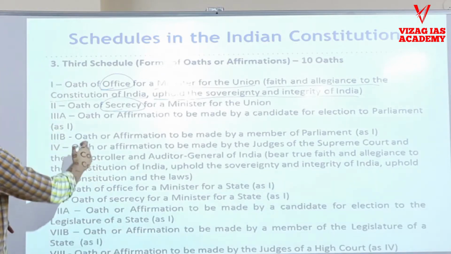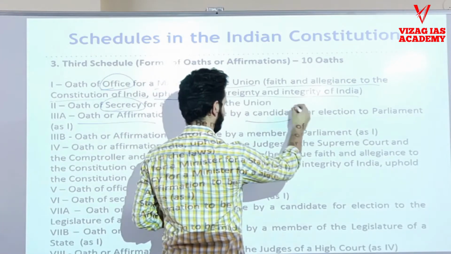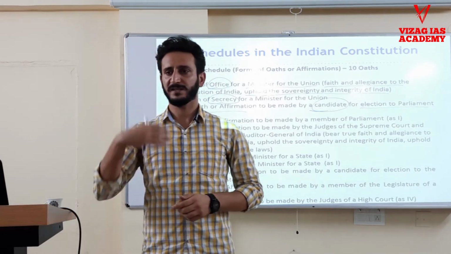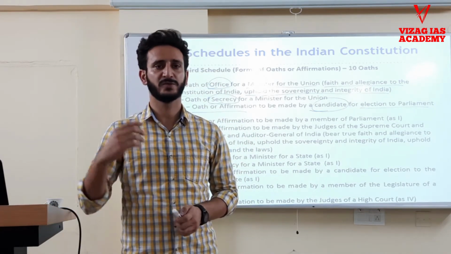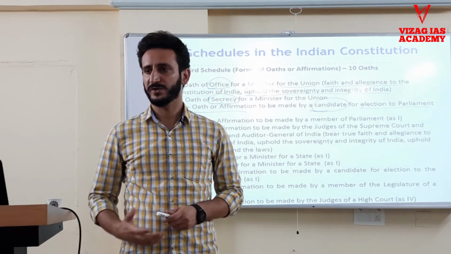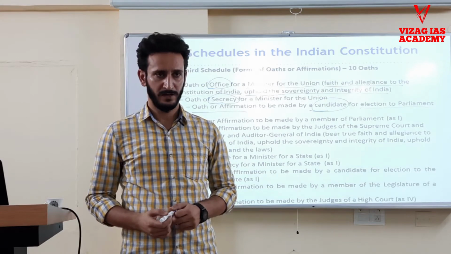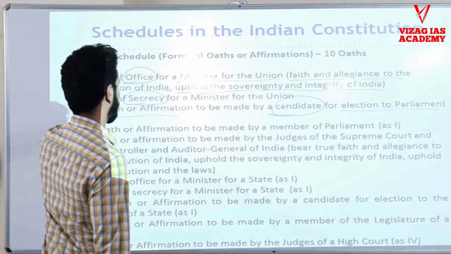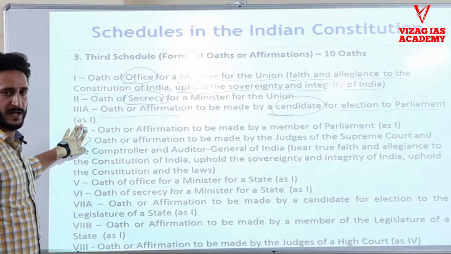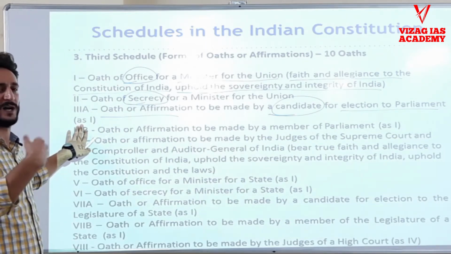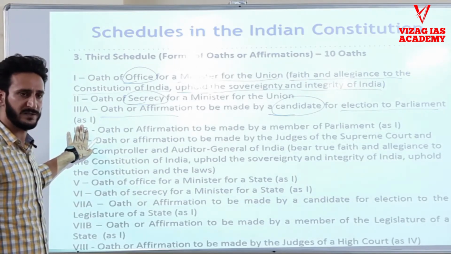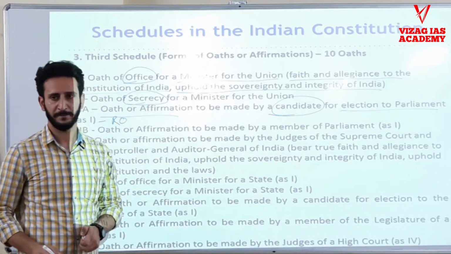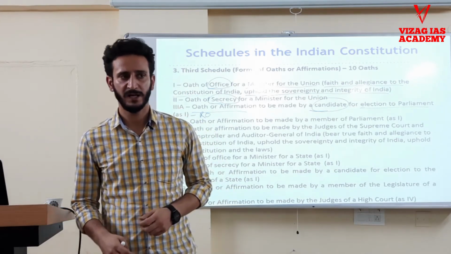Third, 3A basically, oath and affirmation to be made by a candidate for election to parliament. Remember when we were discussing the parliament, I told you that every person, from getting into the process of being elected to reaching and taking part in the proceedings of the house, has to take two oaths. One, when he fills out the nomination, when he puts himself out as a candidate, that's this oath, oath of affirmation to be made by a candidate for election to parliament. And then when he actually starts taking part in the proceedings, when he goes to sit in the house, who gives him that oath? This oath is given by the returning officer, RO. When he files his nomination, he has to take that oath before the RO, returning officer.